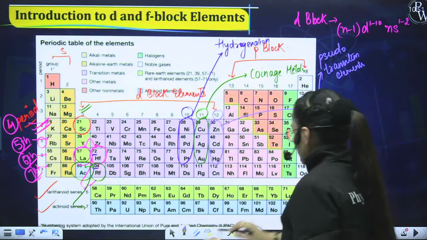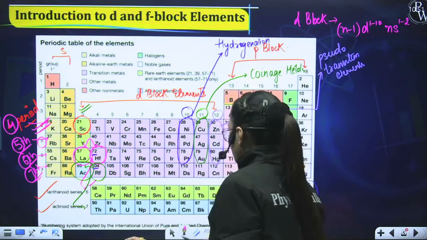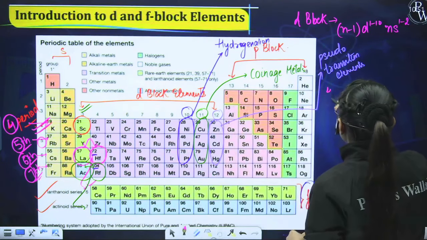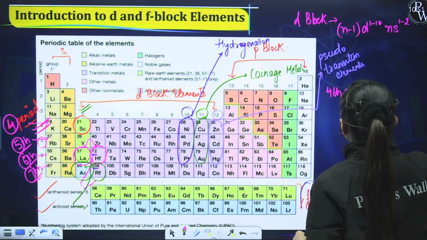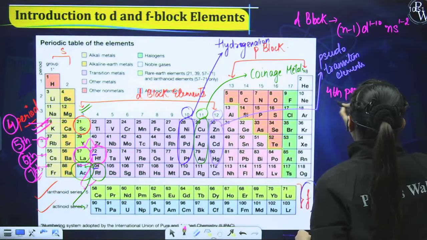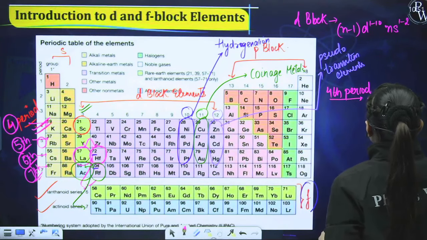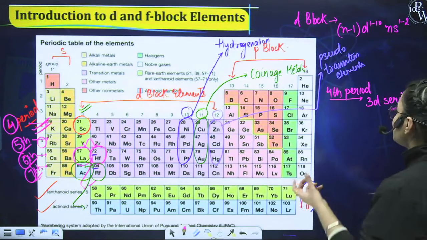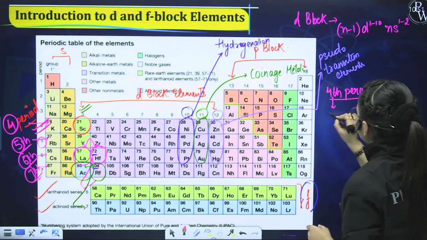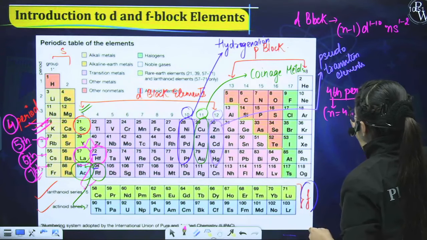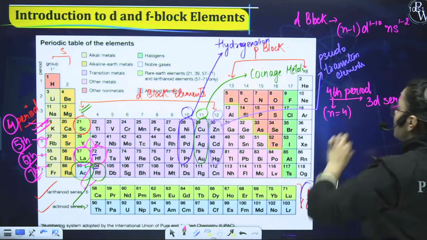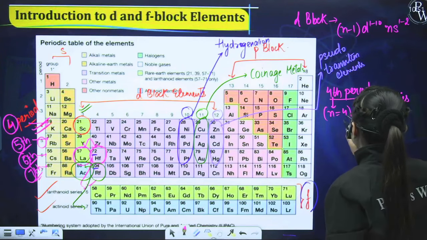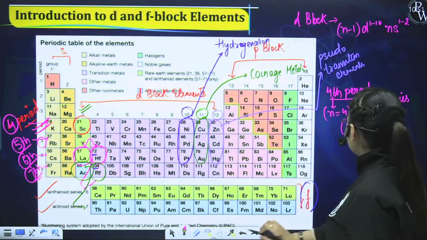Okay, now see the general electronic configuration. What I'm writing over here is the general electronic configuration for the fourth period. The fourth period is referred to as the 3d series. Why is it referred to as the 3d series? Because for the fourth period, the value of n is 4. If I put n as 4 over here, I'll get 4 minus 1, that is 3.